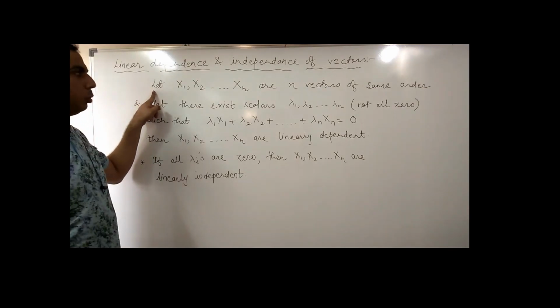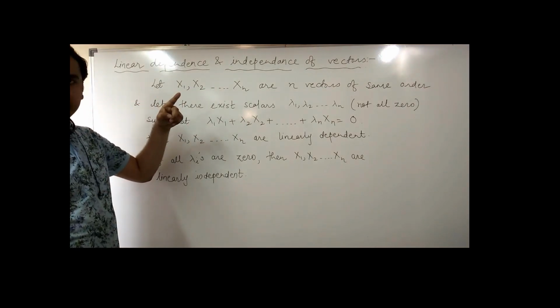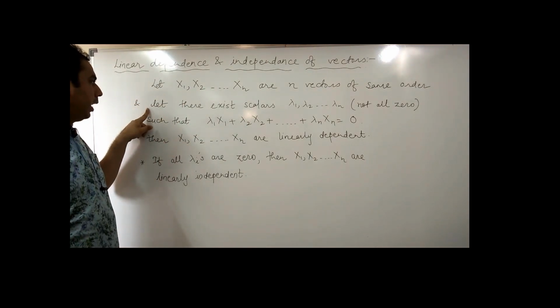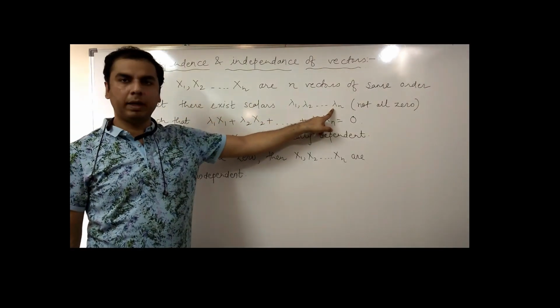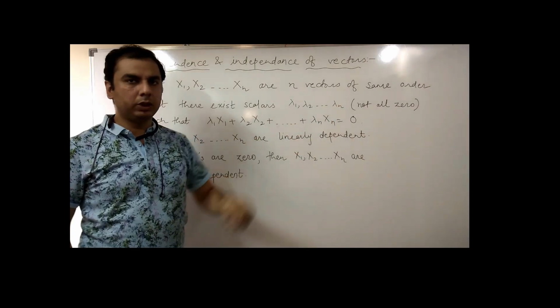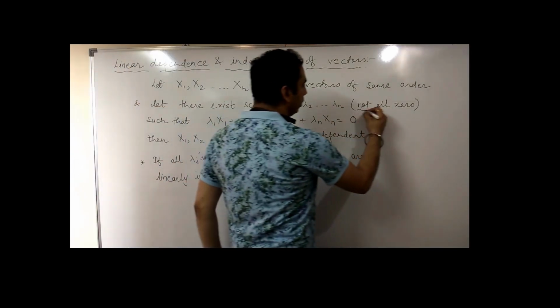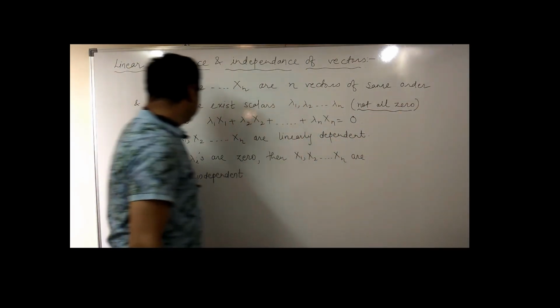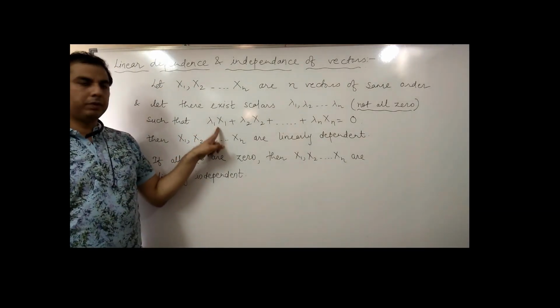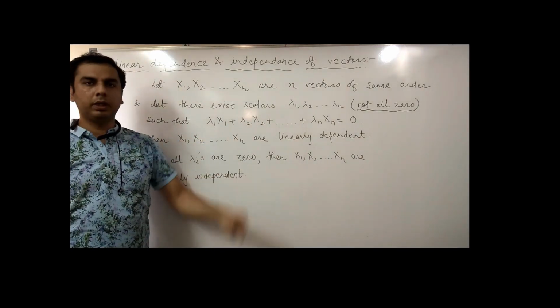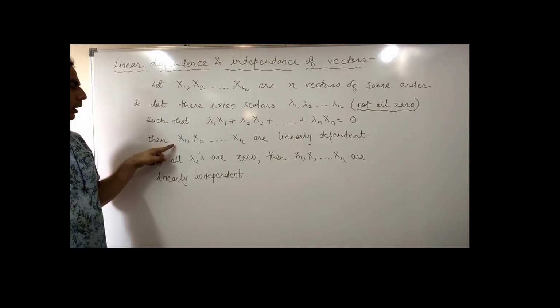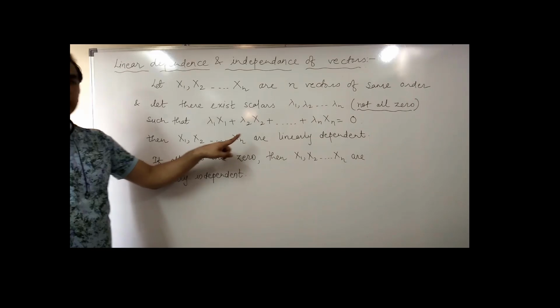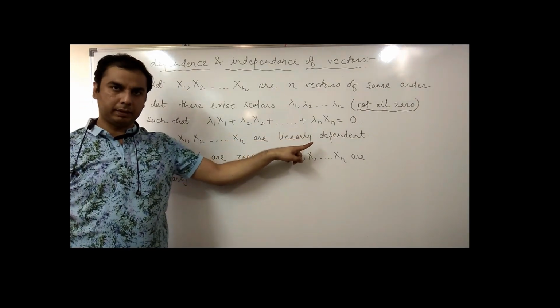Let x1, x2 to xn be n vectors of the same order, and let there exist scalars lambda 1, lambda 2, and so on up to lambda n, not all 0, this is very important, not all 0, such that lambda 1 x1 plus lambda 2 x2 plus and so on lambda n xn is equal to 0. Then we will say that the vectors x1, x2 to xn are linearly dependent.